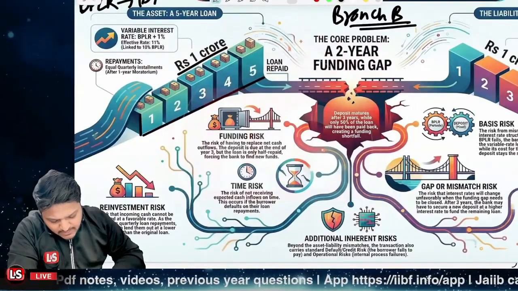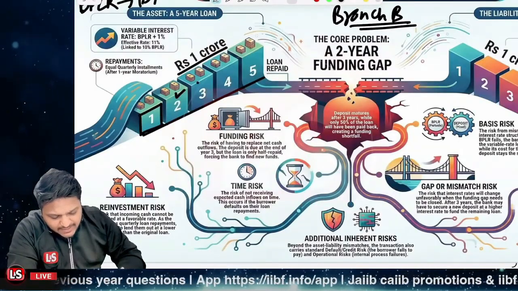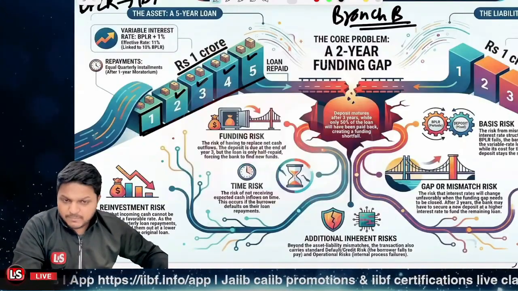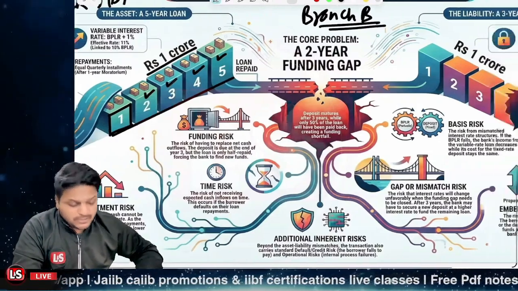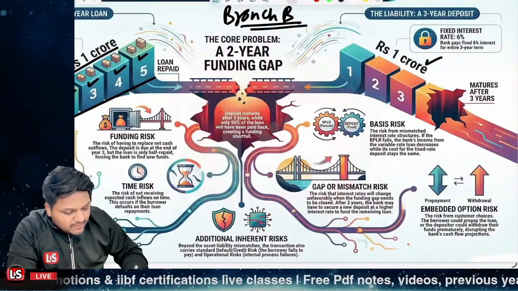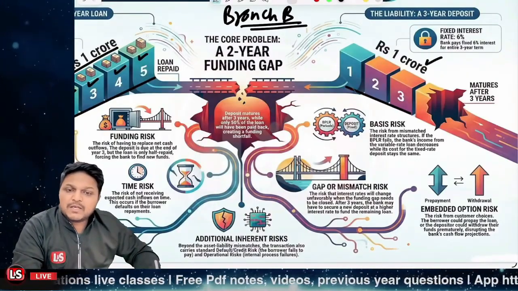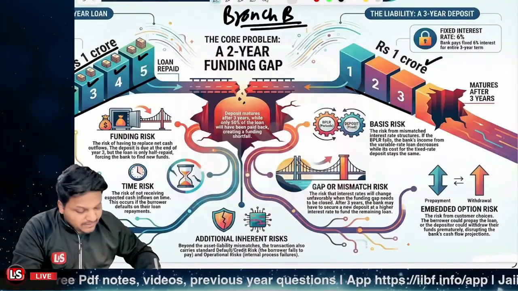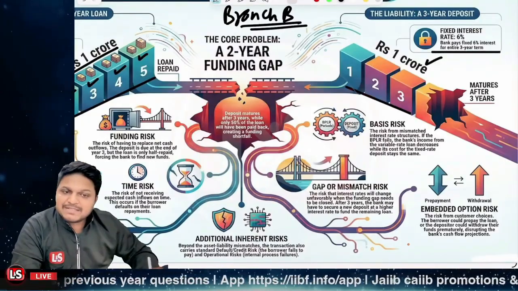In the first year, no loan repayment will be done, and repayment will be done in the second, third, fourth, and fifth year, with quarterly installments. And the loan is funded from a deposit of the same amount for 3 years. So we have a deposit of rupees 1 crore available for 3 years, which will mature after 3 years, and the interest rate the bank is to pay on this deposit is 6%. Is that clear?